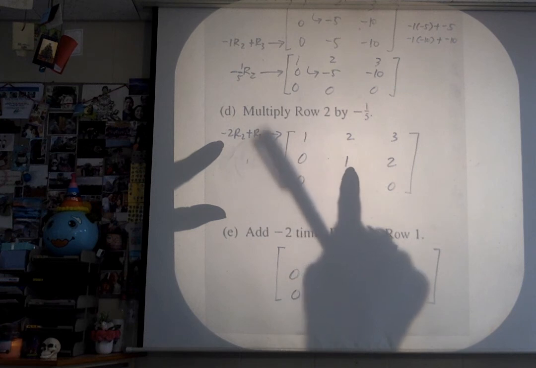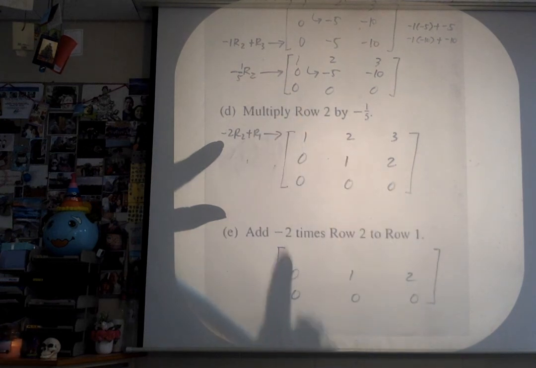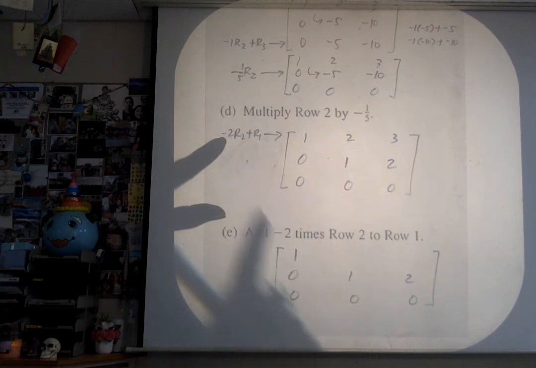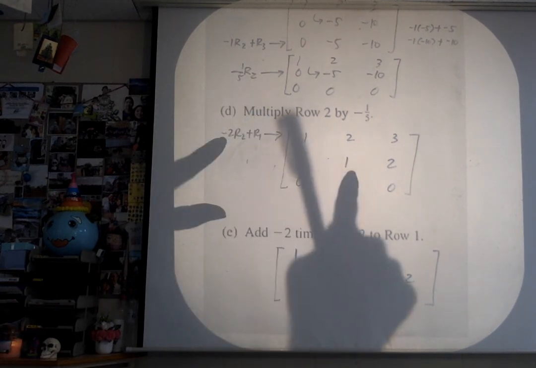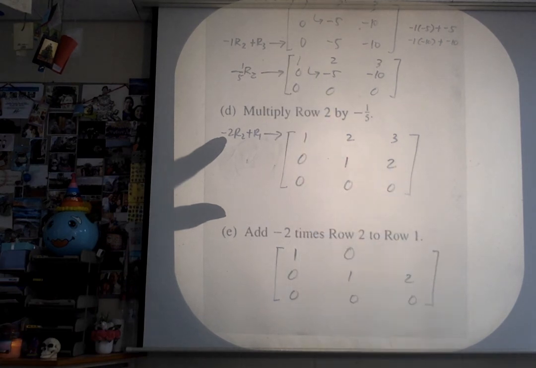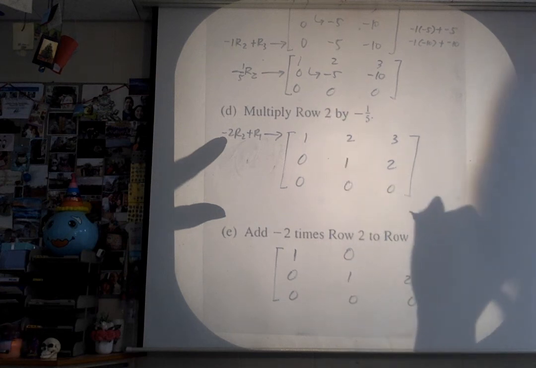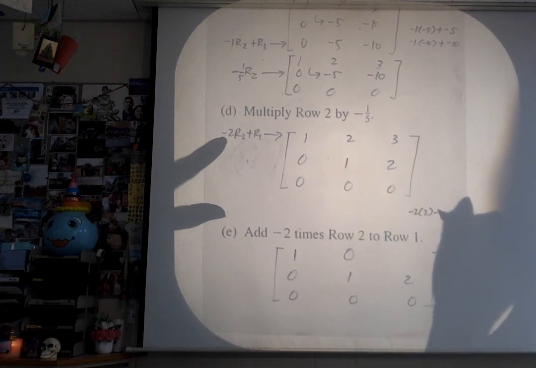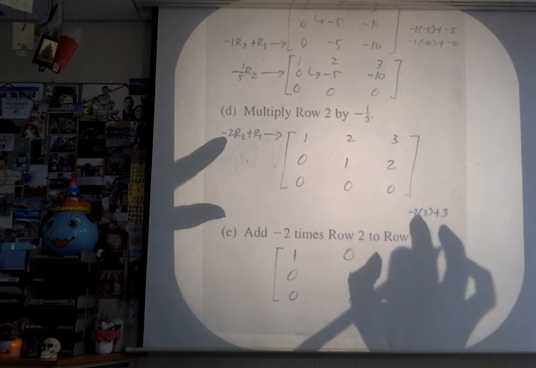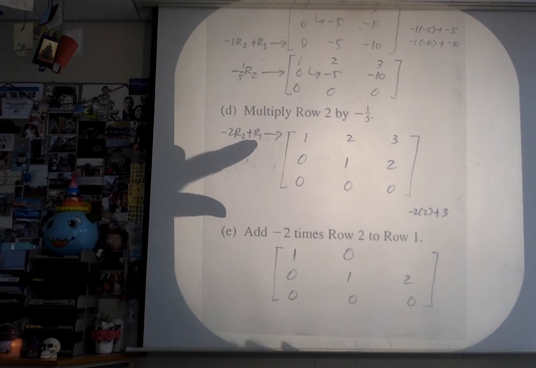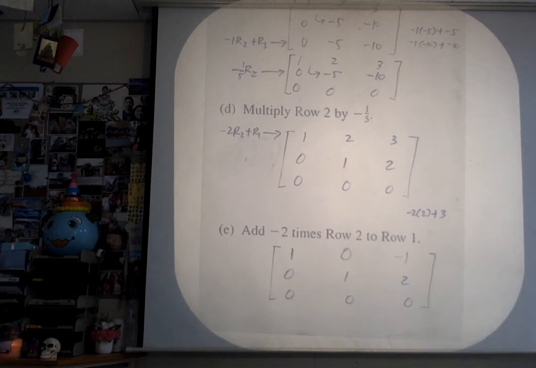So -2 times 0 plus 1 is just 1. -2 times 1 is -2 plus 2 is going to be 0 here. What's -2 times 2? That's -4. So -2 times 2 plus 3, right? So -2 times 2 plus 3. I know it's a little bit confusing, okay? That's going to become -1. So now we are finished, okay?